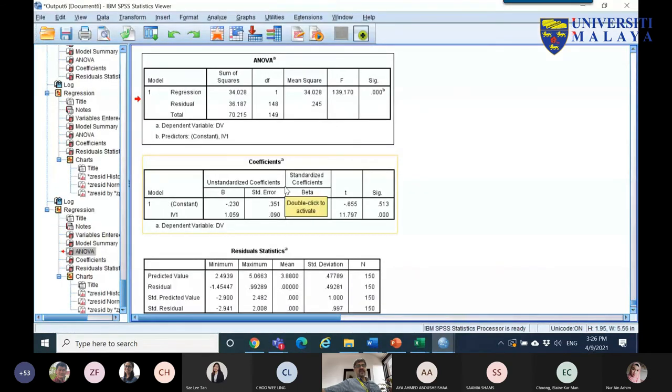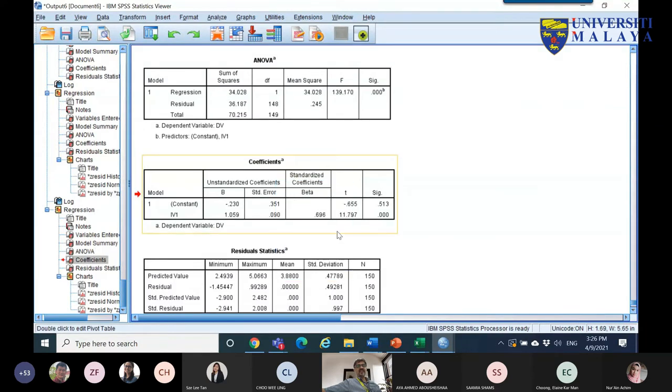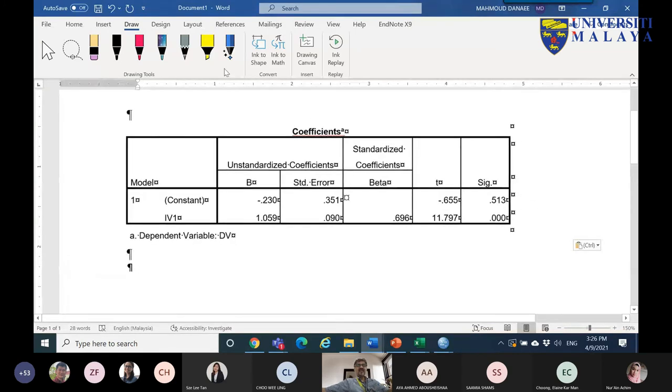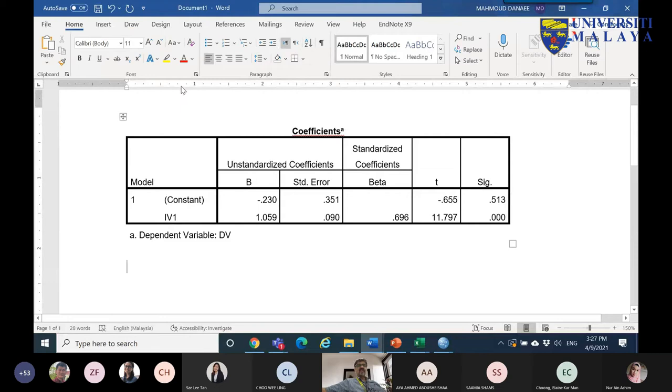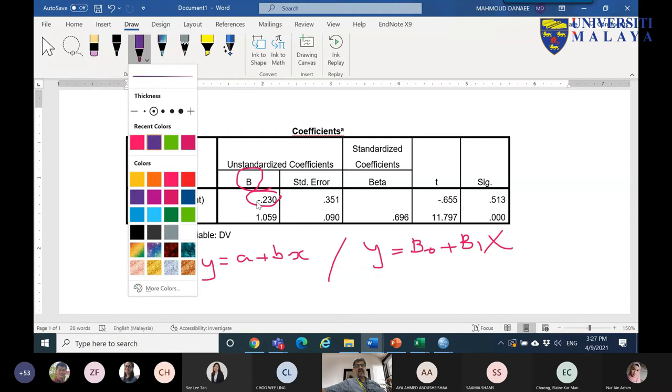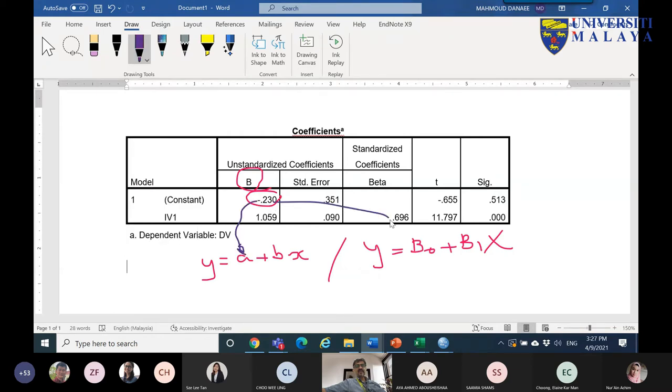The next table is the most important table. The coefficients. Let me put the model here. So this is the model. What is this? B. If you remember, the regression equation was A plus BX. Sometimes we say B0 plus B1 X. So this is the constant. The constant is exactly your intercept. And this is the B, the regression coefficient for IV1.